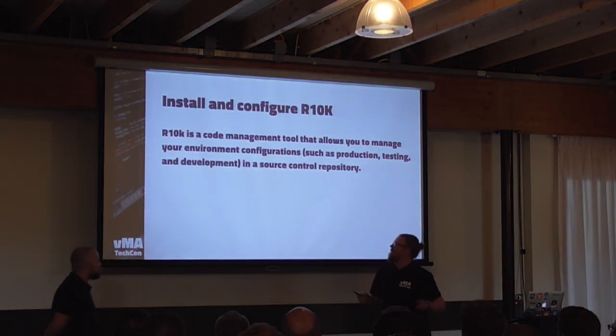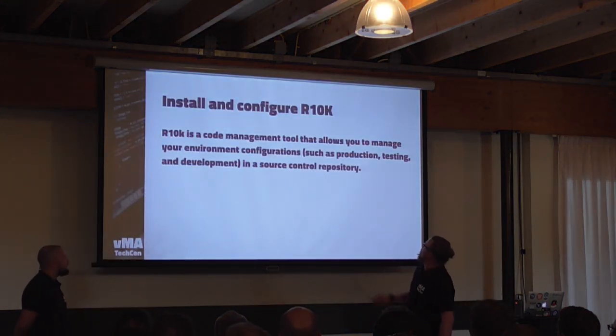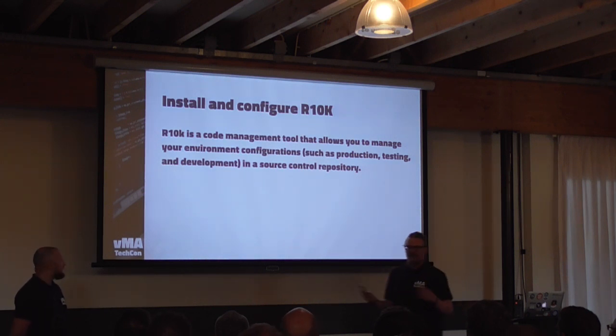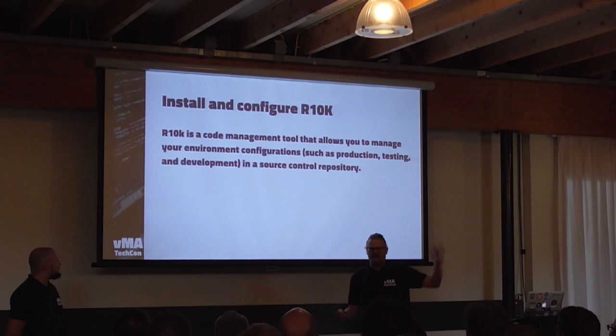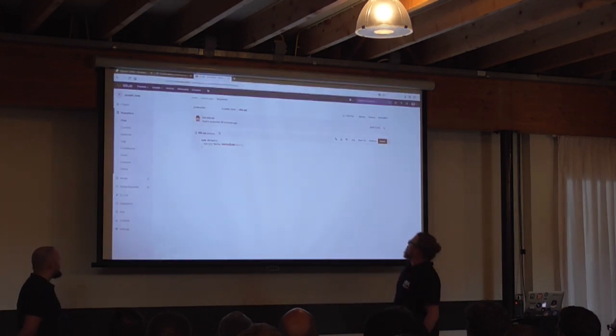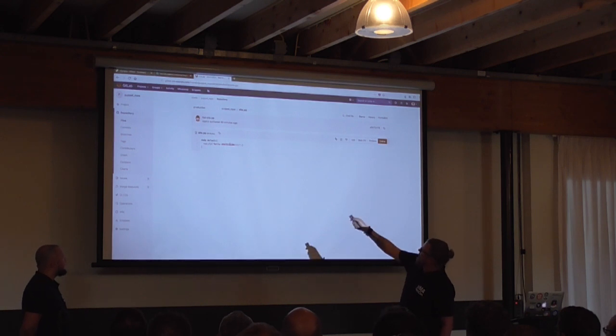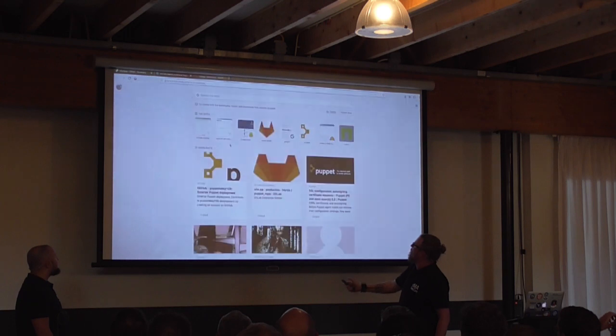So I also created a repository and I installed R10K. Basically what it does is you connect it through your Git repo and tell it, hey, pull that stuff down every couple of minutes. So here is the repo I made on my GitLab server. It has a site.pp in there, which is really simple. It says, hey, hello, vMA TechCon.